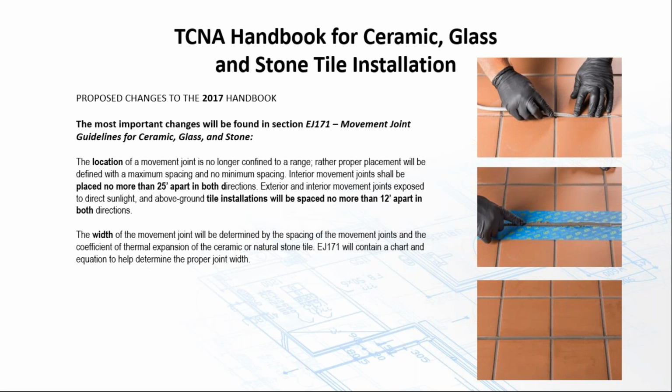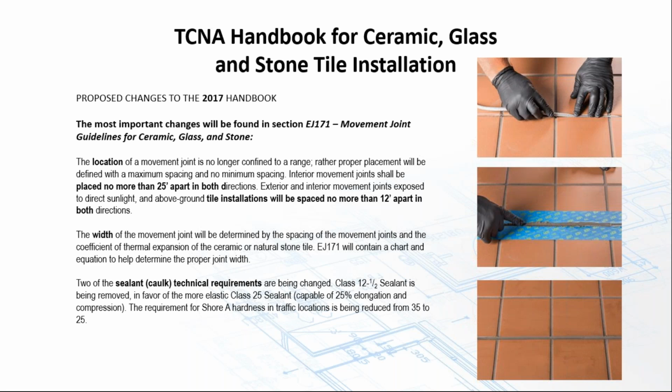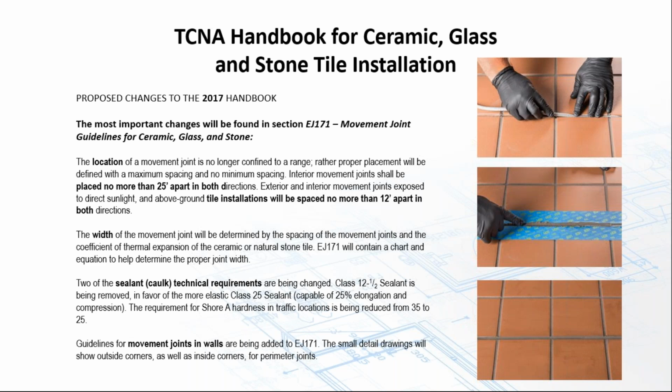Again, the width of the movement joint will be determined by the spacing and coefficient of thermal expansion of the tile or the natural stone. EJ 171 contains a chart and equations to help determine the proper joint width. So refer to that. Making sure then that the sealant you're using in your movement joint will perform the way you want it to perform, that it has the right elongation, the right shore hardness, that it's designed to be used for a walking surface if that's where you're using it, making sure that a proper sealant is placed into those joints.